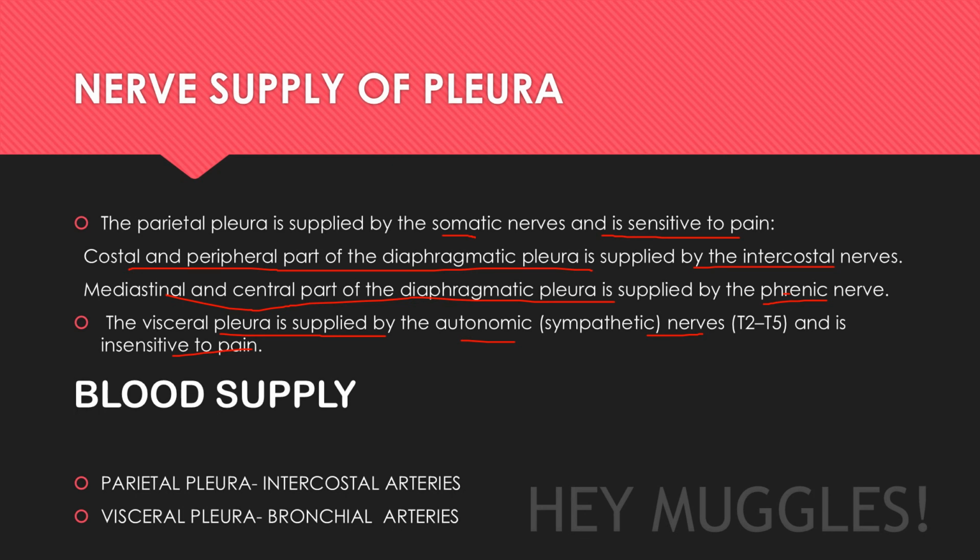So the parietal pleura is supplied by the somatic nerves, and it is sensitive to pain, right? And the visceral pleura is supplied by autonomic nerves, and it is insensitive to pain. It is insensitive to pain, but it is sensitive to stretch. Okay, about the blood supply of the pleura, the parietal pleura is supplied by the intercostal arteries, and the visceral pleura is supplied by the bronchial arteries.